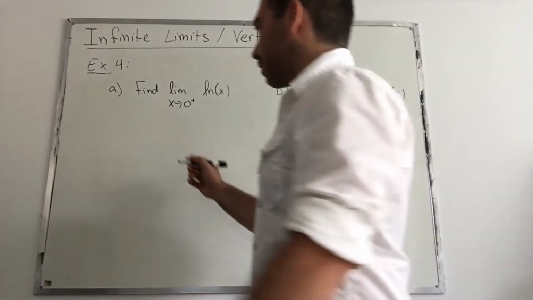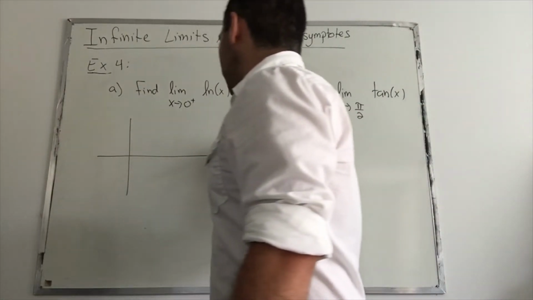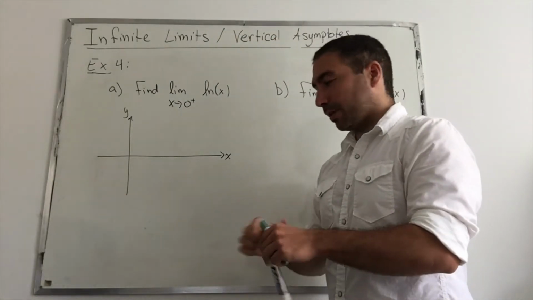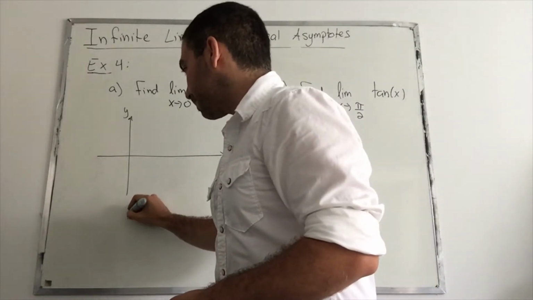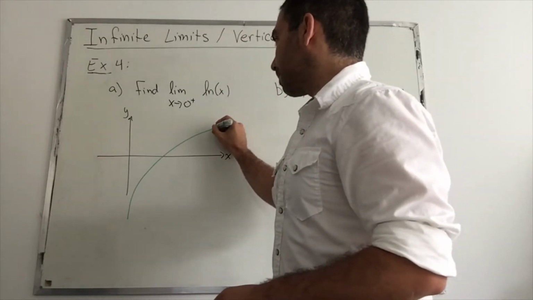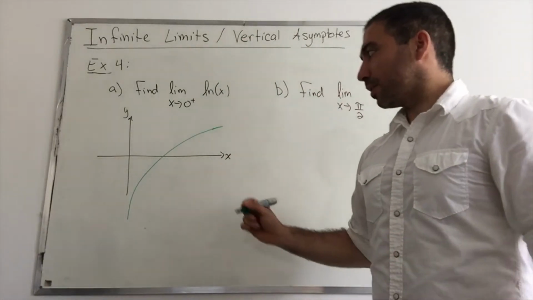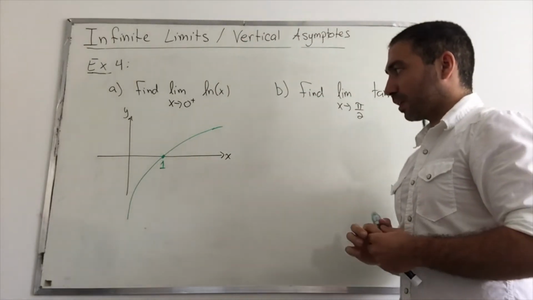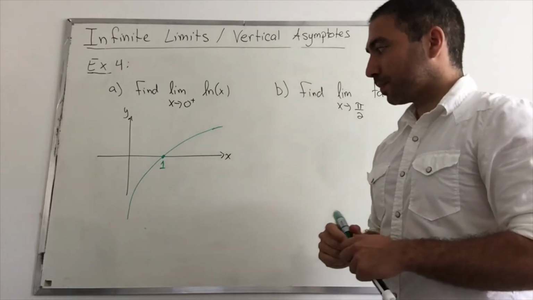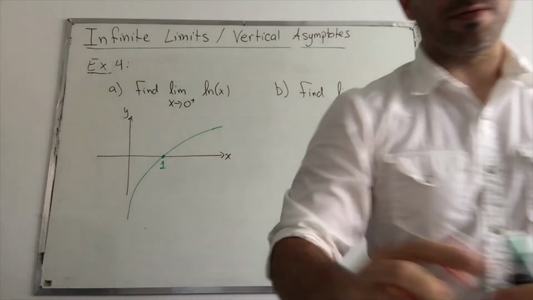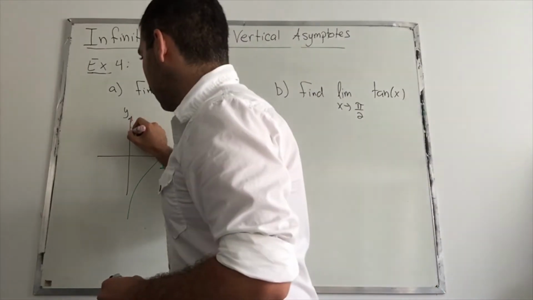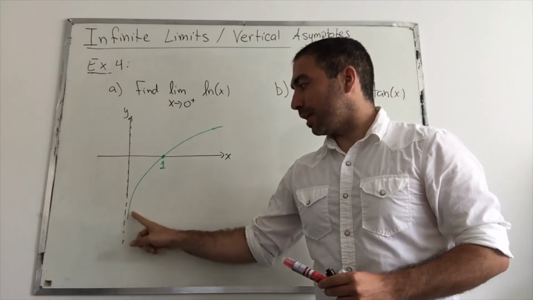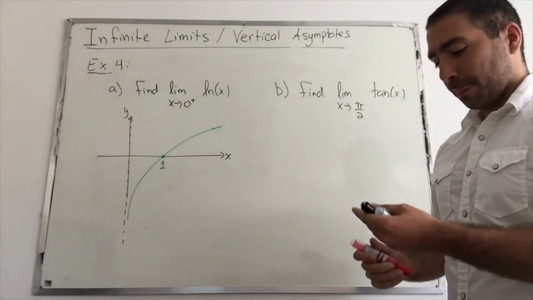Your log functions, what they essentially look like is something like this. X, this is our y axis. So our log functions look like this. I'm going to draw the function in green, something like this. It goes through 1. And in red, let's do our vertical asymptote. So on the y-axis, the function here never crosses the vertical asymptote.